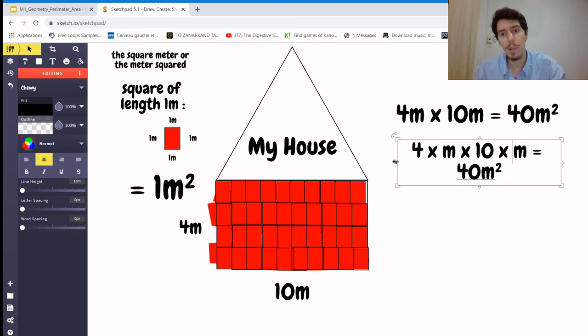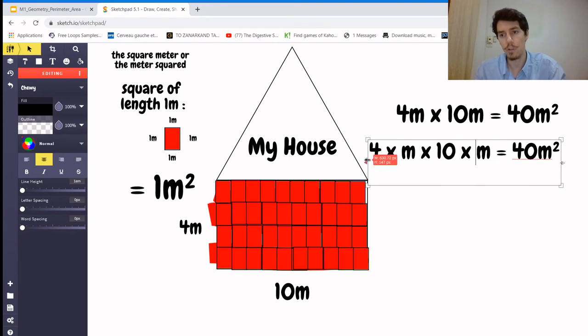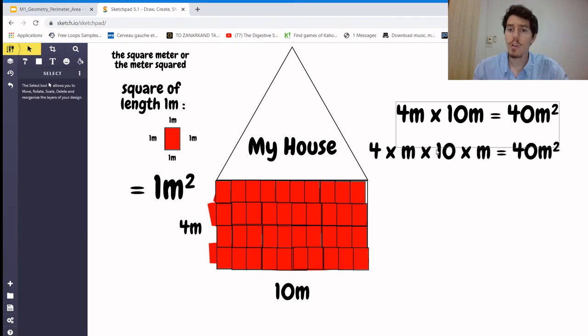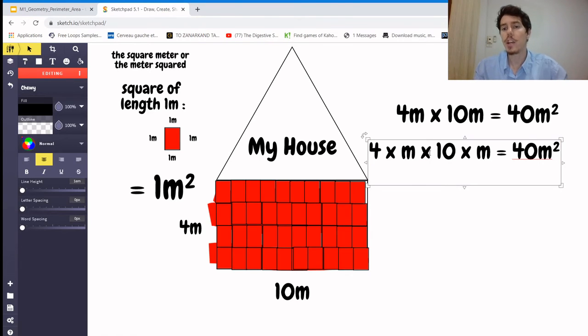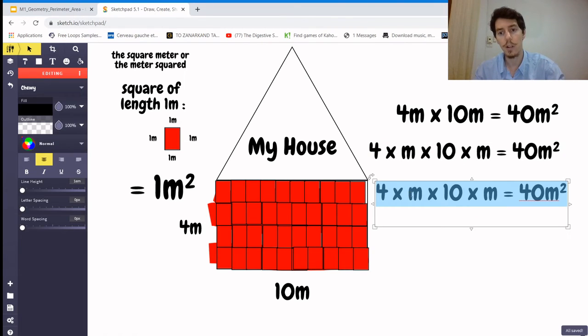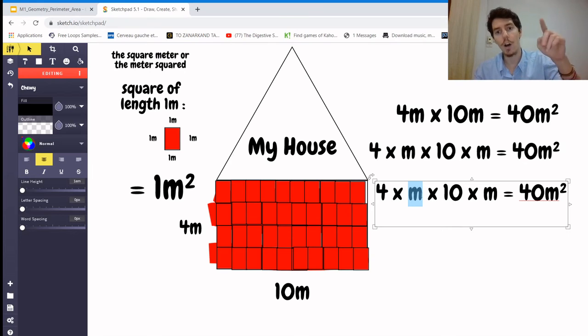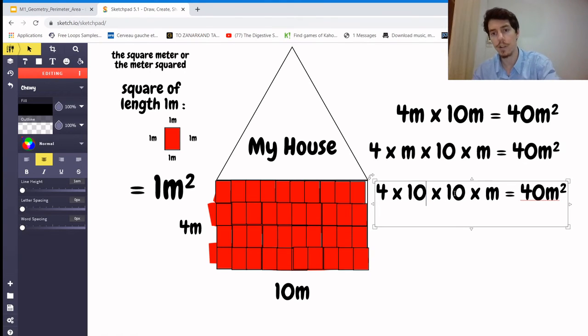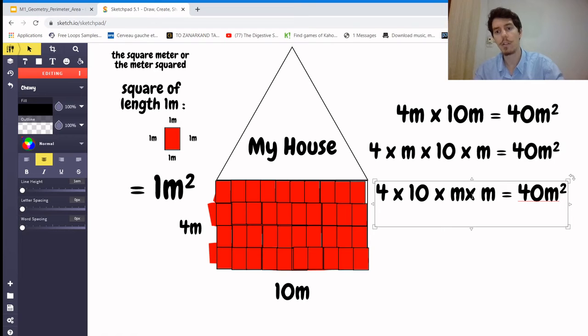And same, 10 meters is 10 times meters. Okay. So why do I write it like this? When you learn about multiplication, you know that you can change the numbers, right? Like 1 times 2 and 2 times 1 is the same thing. So I will change the numbers and the letters in this. I will change the M and the 10 here. I'll say this is now 10, this is now M. I just changed the order.